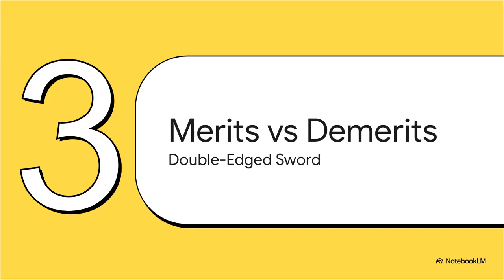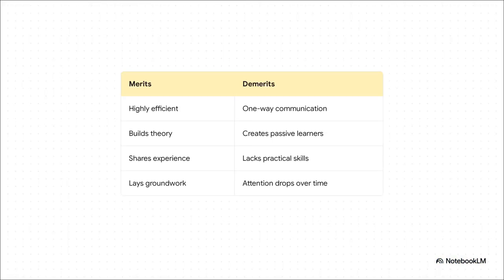Which brings us to Section 3, Merits versus Demerits, the classic double-edged sword. Because let's face it, every powerful tool comes with a warning label. On the merit side, we've got that incredible efficiency for large syllabus completion. It's fantastic for building theoretical foundations and sharing your deep experience.